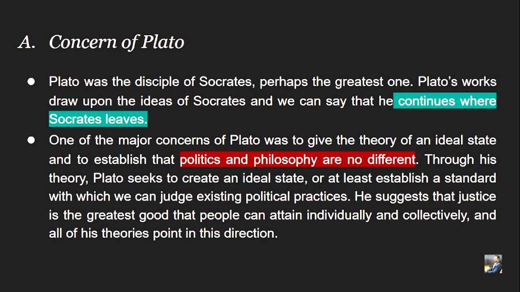Okay, so this is the statement which is most explicit, that he wanted to establish that there is no difference between politics and philosophy. Okay, through his theory, Plato seeks to create an ideal state, or at least establish a standard with which we can judge existing political practices. Okay, he suggests that justice is the greatest good that people can attain individually and collectively, and all of his theories point in this direction.